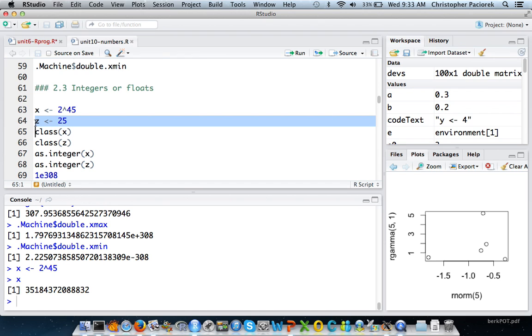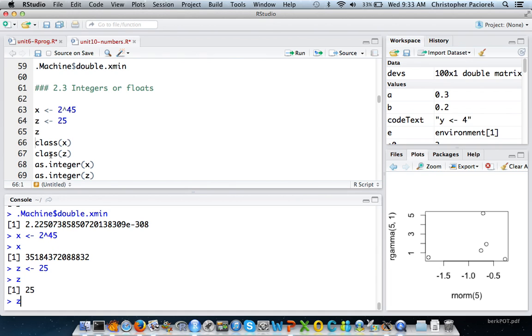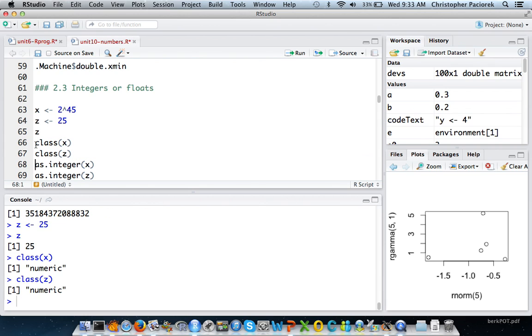If I type in z, z is 25. Now if I ask what's the class of x and what's the class of z, it says they're numeric. Whereas if I ask for the class of, for example, 25L to force it to be an integer, it says it's an integer. So we've seen this from a different perspective: R, in most cases, makes integers into numeric values. This is the reason. We are able to store 2 to the 45th in a floating point representation with our 64 bits, our 8 bytes. But with the 4 bytes that are used for an integer, we can only get as big as 2 to the 31st. So recognizing this limitation of integers, R chooses to store numbers, by default, as floating points because it can store bigger numbers that way.